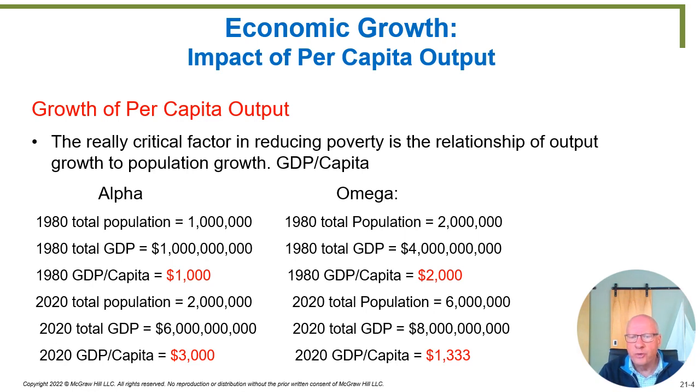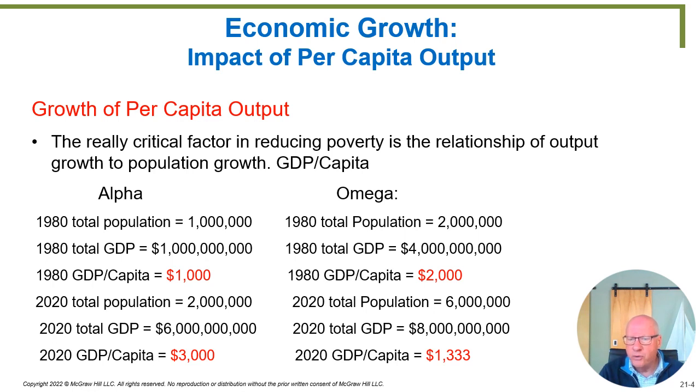But let's take a look at the country of Omega. Omega is a bigger country, has 2 million people, but a much bigger economy. It has $4 billion, so it has an average GDP per capita of $2,000 per person back in 1980. So still a very poor country, certainly by American standards or first world standards, but not as poor as Alpha. But let's take a look at what happens to Omega over the next 40 years. Total population goes from 2 million up to 6 million. The total economy goes from 4 billion to 8 billion. You notice I've picked nice easy round numbers so we can see the population tripled, but the GDP only doubled.